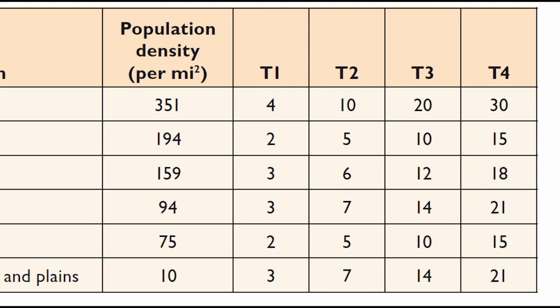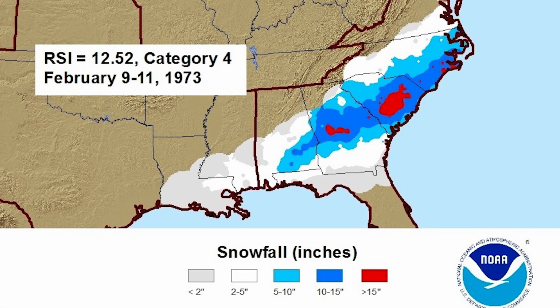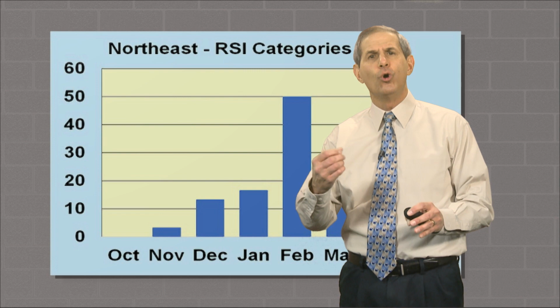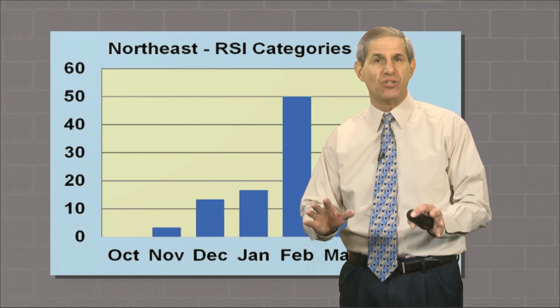Because the RSI is region-specific, a storm such as this one from 1973, which in the grand scheme of American snowstorms is mostly forgotten, is a top 10 storm in Southeast U.S. weather history. Now, the RSI also lets us contrast different regions based on when disruptive snowstorms tend to occur.